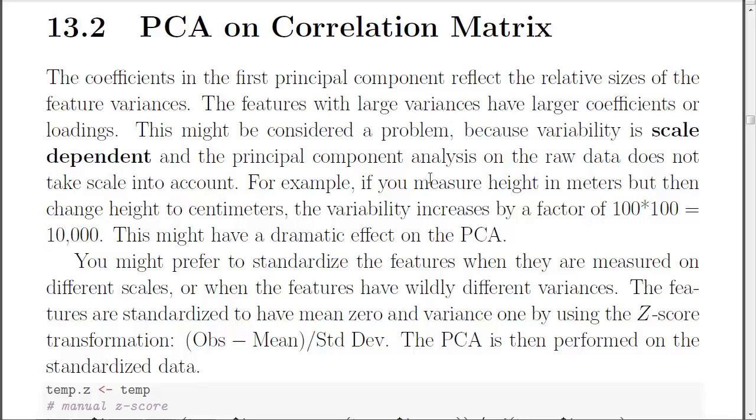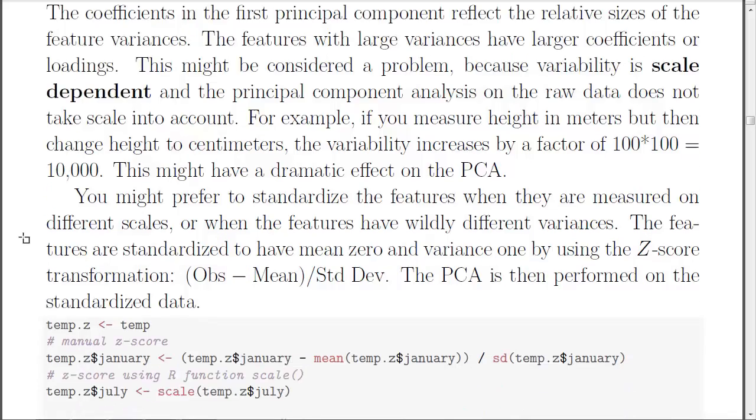So we often want to be insensitive to which units our data are in, and one way to do that is to z-score our data first, and then every variable has equal weight in the analysis.